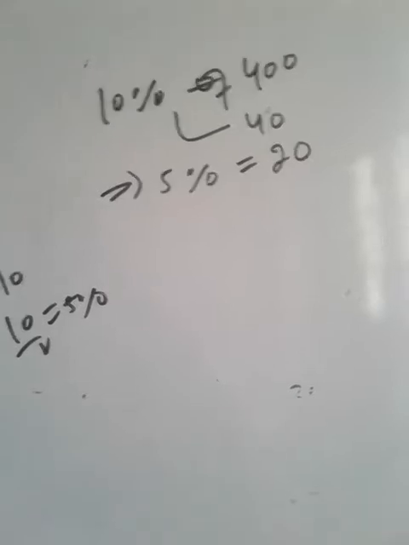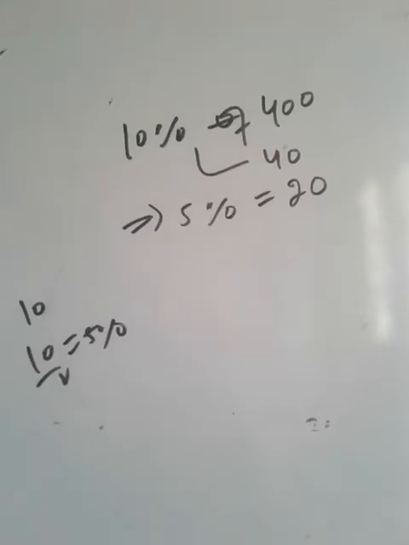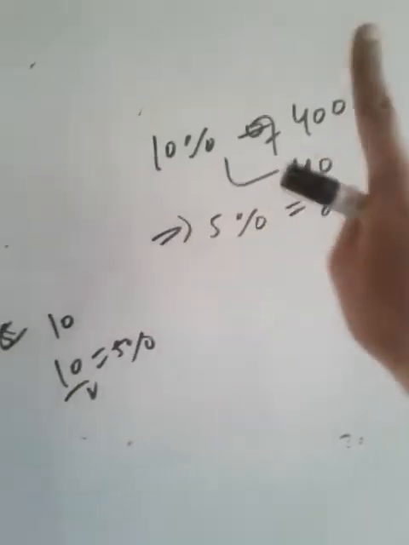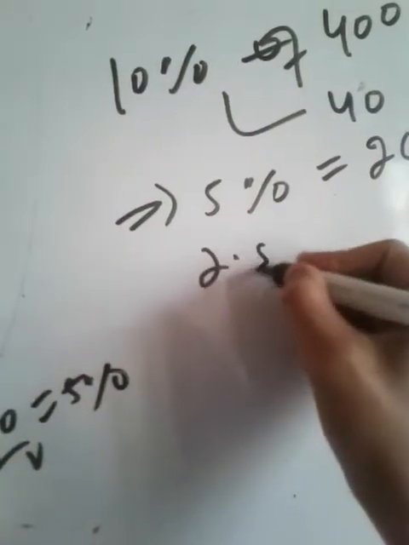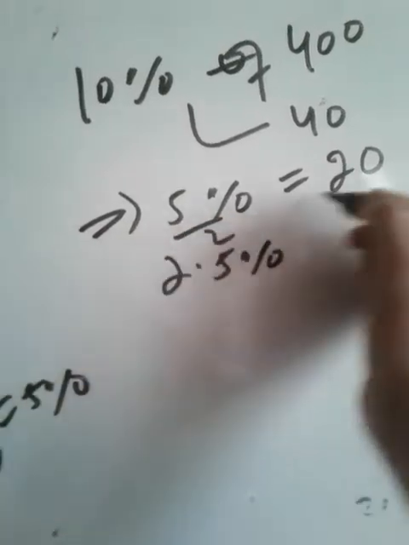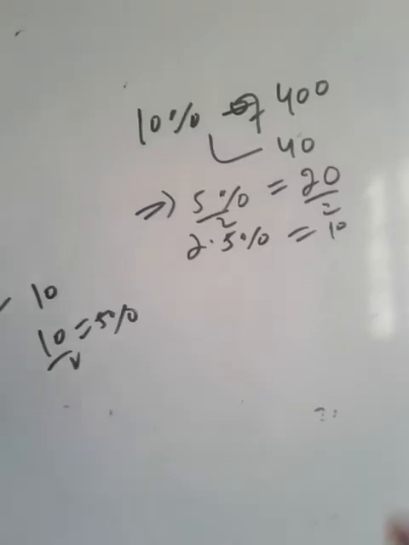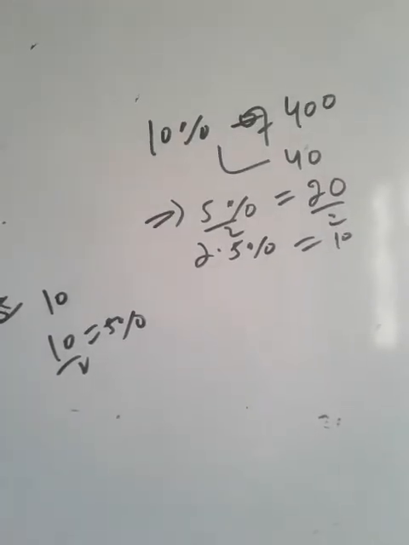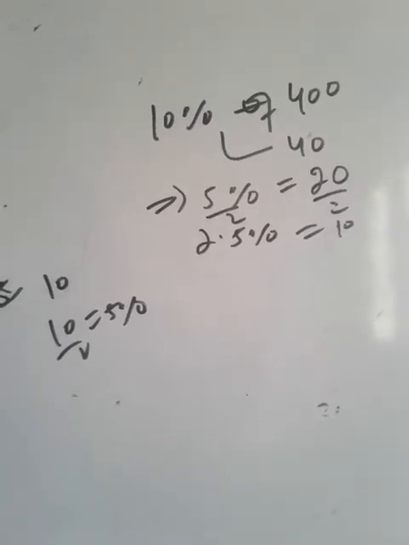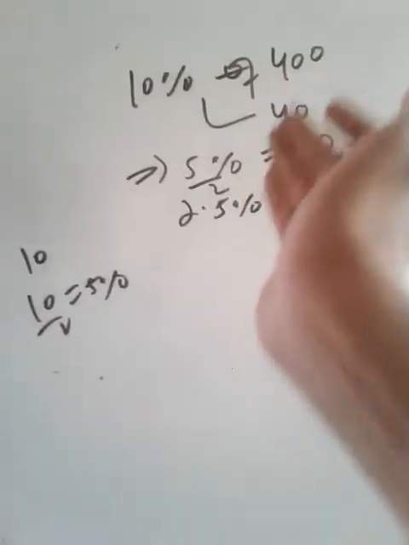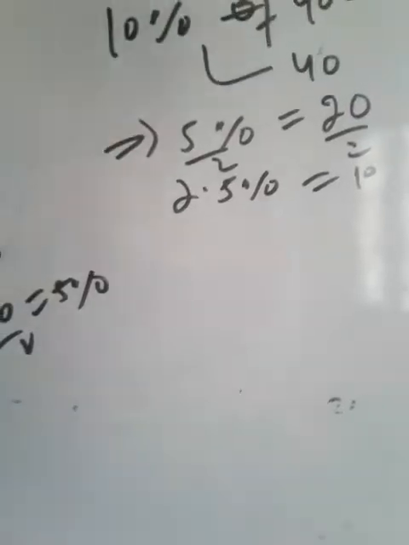5% is 20. Again you can easily find 2.5% of this number: dividing by 2 here, this equals 10. In order to remember these concepts, you should have a clear idea about these conversions. 10% is this, for 5% you divide by 2, for 2.5% you divide by 2 again.